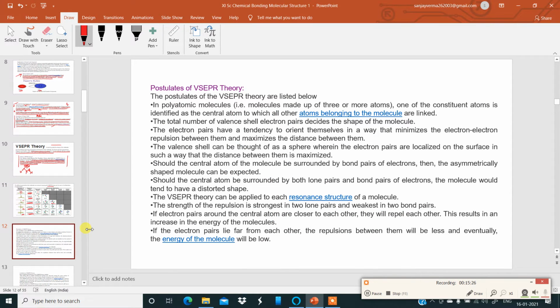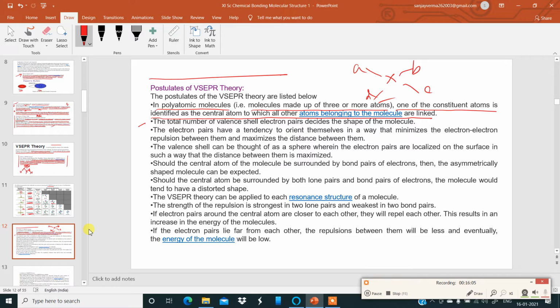Now, looking at the postulates of the VSEPR theory. The first point: in polyatomic molecules, molecules which are made up of 3 or more atoms, one of the constituent atoms is identified as the central atom to which all other atoms belonging to the molecule are linked. Somebody has to be there in the center, surrounded by other atoms, here A, B, C and D.